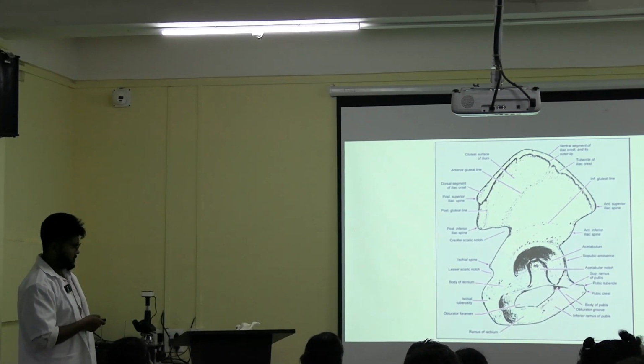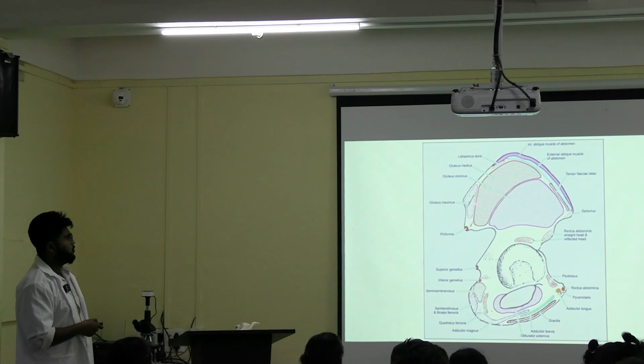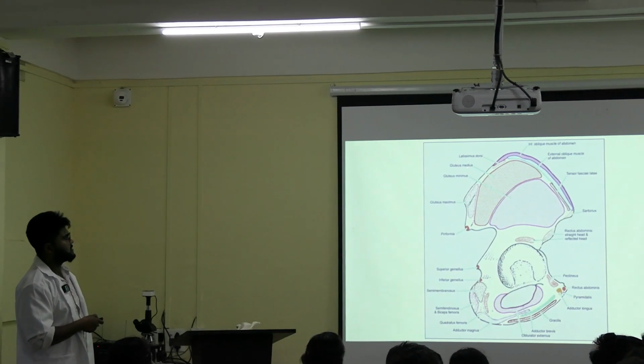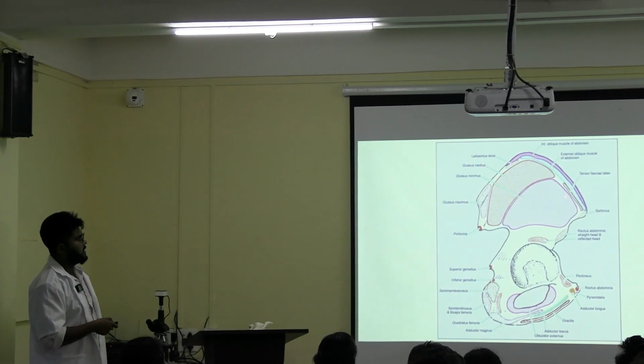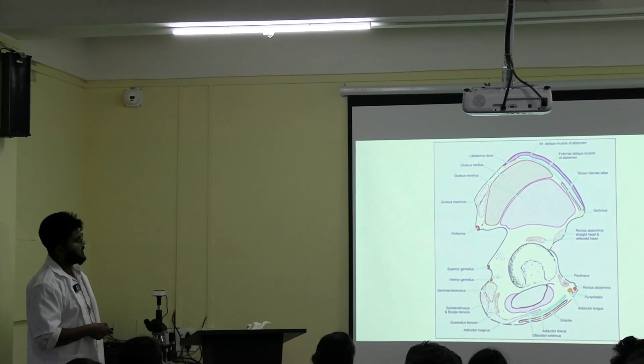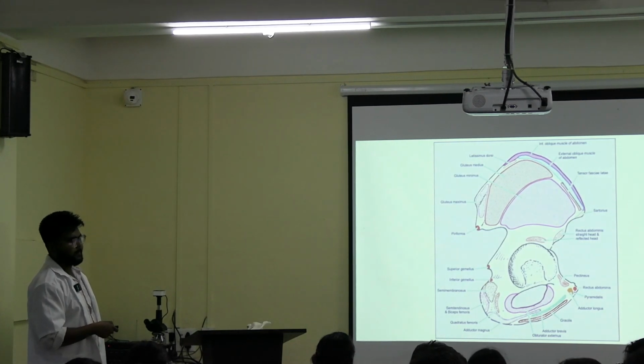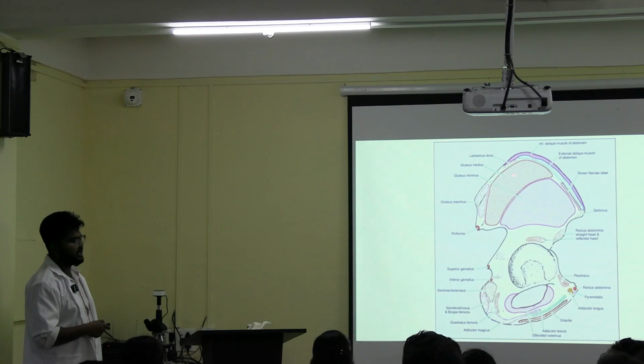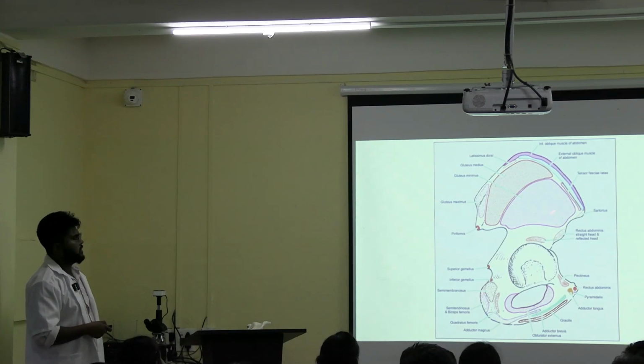One is gluteus maximus, another is gluteus medius, another is gluteus minimus, another is rectus abdominis muscle. So this is called the posterior gluteal line. This line is called the anterior gluteal line, and this is called the inferior gluteal line.